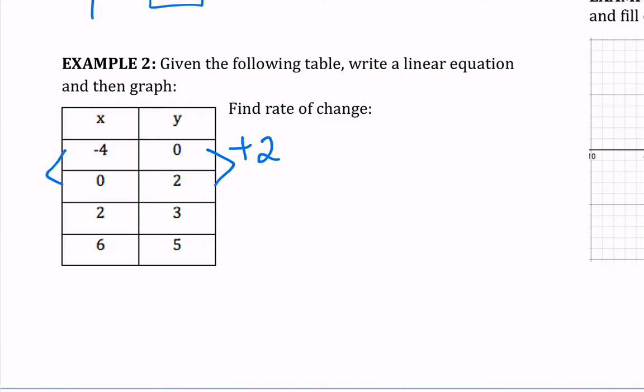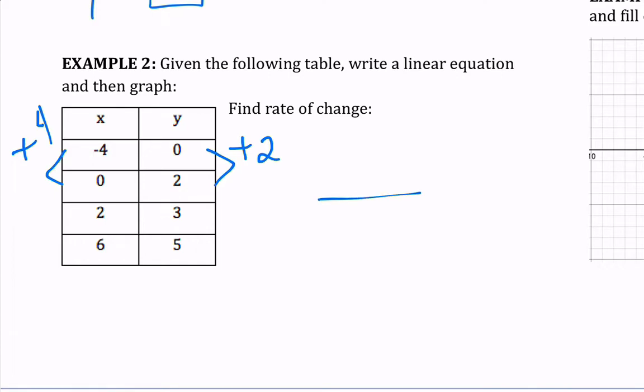Then we look at our x values. I look at my x's. I'm going from -4, 0 to 6. They're also going up, so I'm going to add. And to get from -4 to 0, we have to add 4.